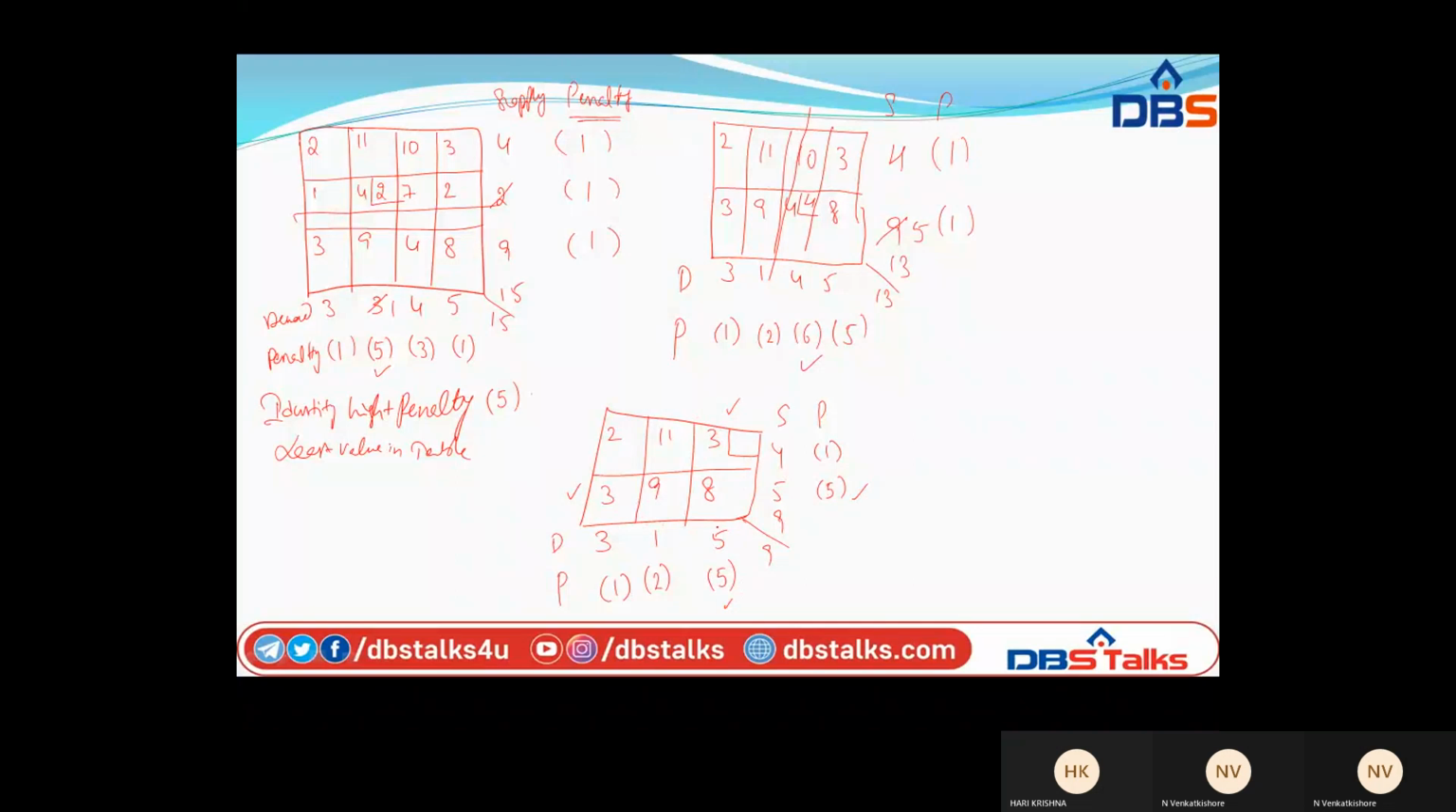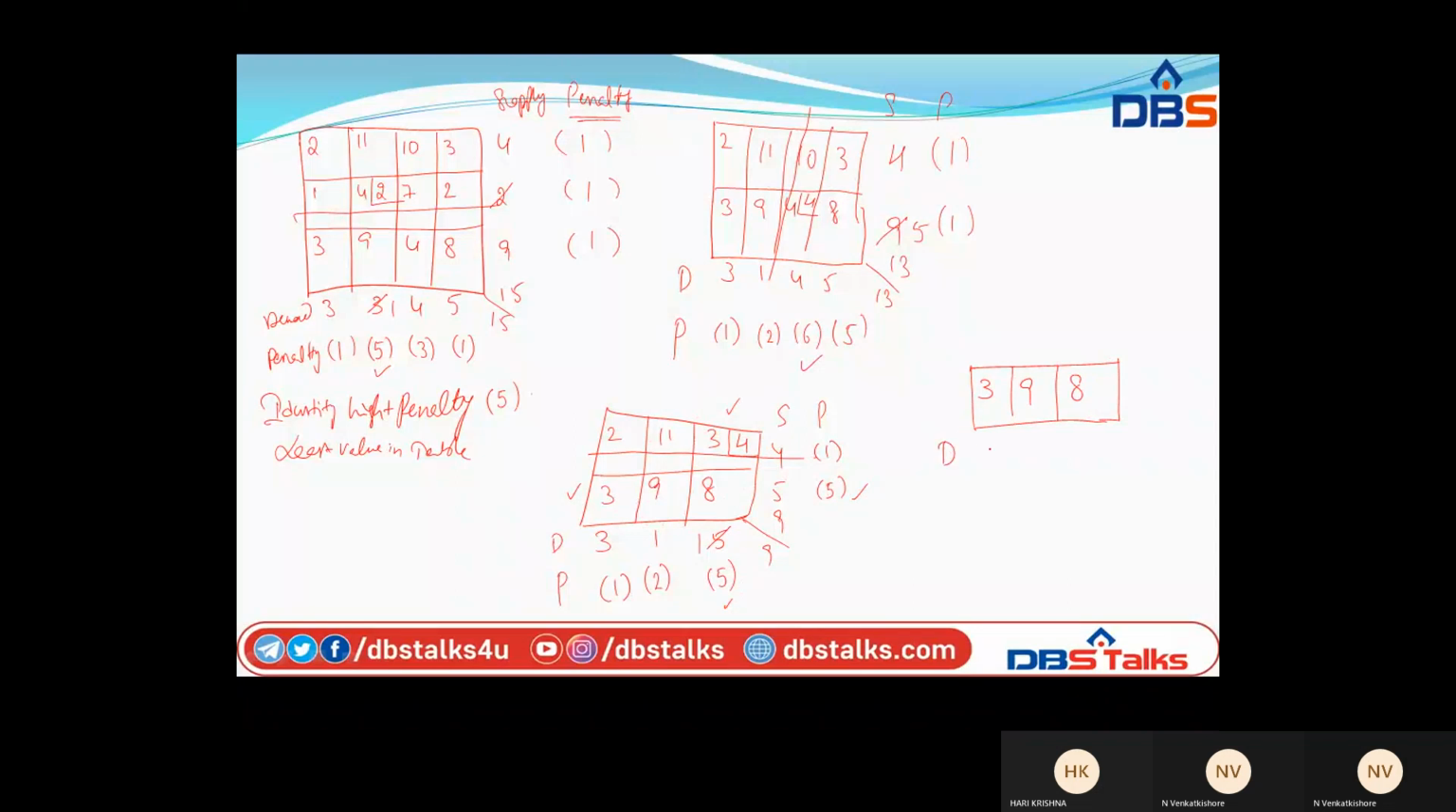Least value is 3 and 4. Supply and demand 4. So when I choose 4, this is totally eliminated. So 4 means here it is. Next, what is the table we are having?